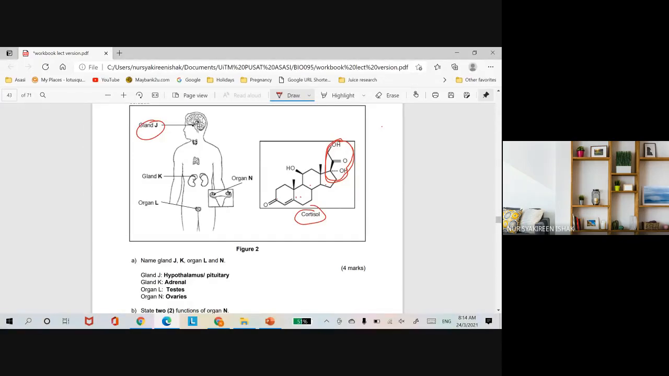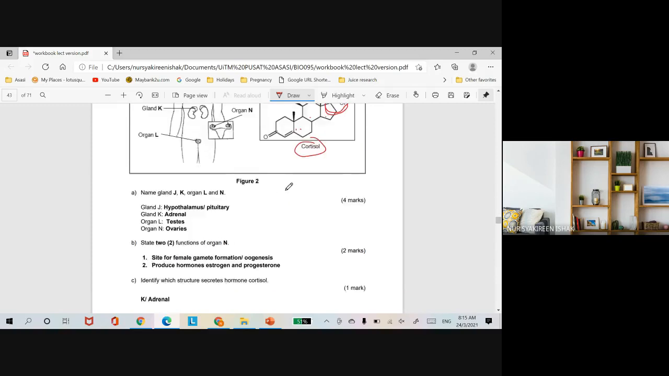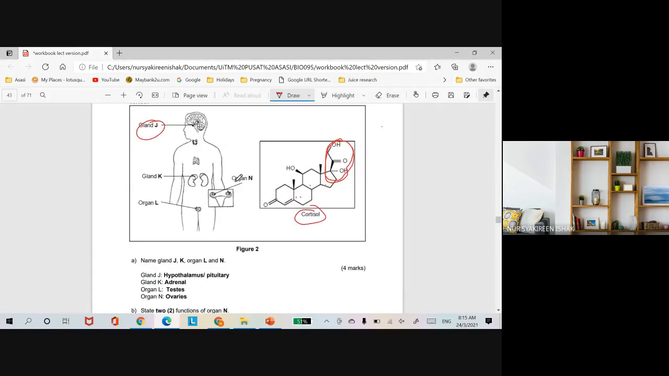As for the anterior pituitary, it produces hormones, for example FSH, follicle stimulating hormone, LH, luteinizing hormone, thyroid stimulating hormone, and growth hormone. Those are the hormones produced and secreted by the anterior pituitary. Then L is obviously the testis, whose function is to produce the hormone testosterone. N is the ovaries, which produce two hormones for the female, estrogen and progesterone. The target organ for estrogen and progesterone is the uterus, to stimulate and maintain the thickening of the endometrium lining to prepare for pregnancy.